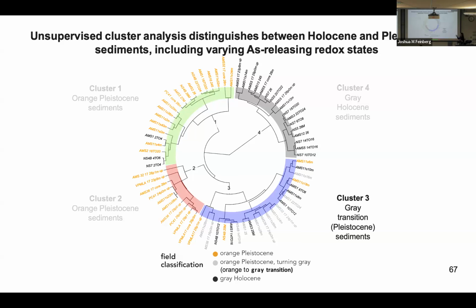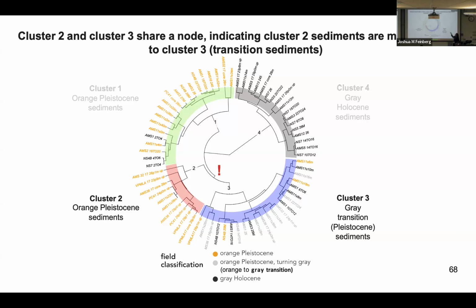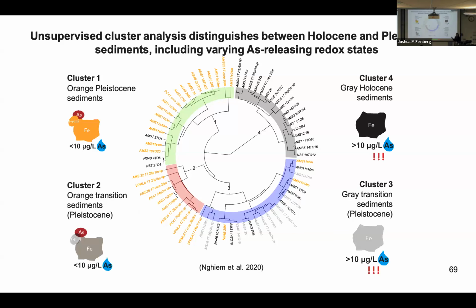It's interesting in this cluster 3 that the ones that we did identify previously via spectral reflectance or in the field as gray transitional sediments do fall in this bin, but there are some that we had previously misclassified. But the mineralogy is telling us that it's closest to these gray transitional Pleistocene sediments. So it's stronger than our error-prone previous classification. Maybe some adjacent samples are a meter above or below, for example. And then we also see that cluster 2 and cluster 3 share a node, which indicates that the cluster 2 sediments are more similar to cluster 3, even though we had only characterized them as our orange Pleistocene sediments. And again, this is important because of its association with the groundwater arsenic.